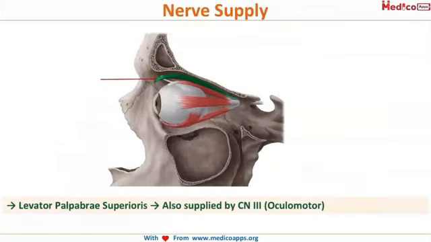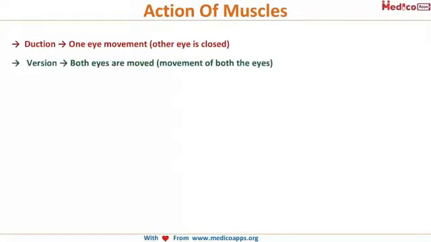Now, LPS is also supplied by the oculomotor nerve. So, point to be noted, LPS is also supplied by the oculomotor nerve. Let's look at the actions of these muscles now. Let's get familiar with 2 words. Duction is one eye movement, whereas version is both eyes movement.